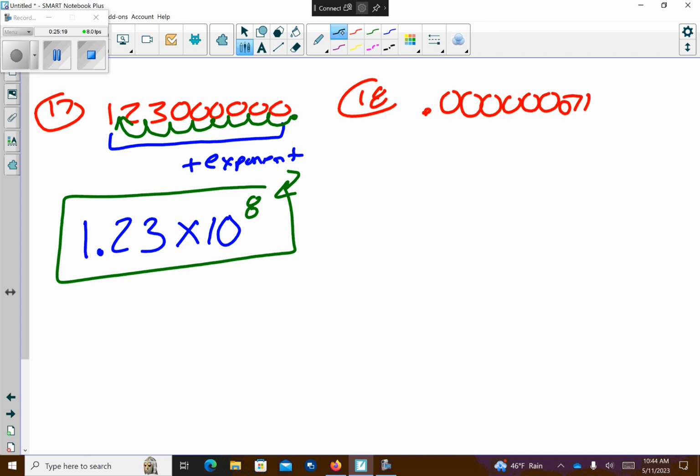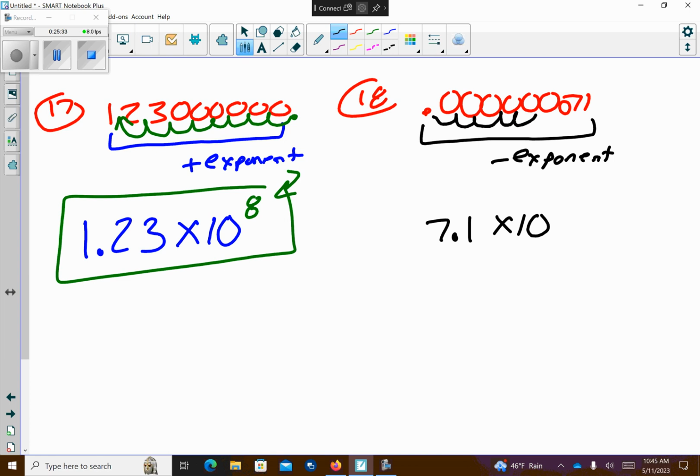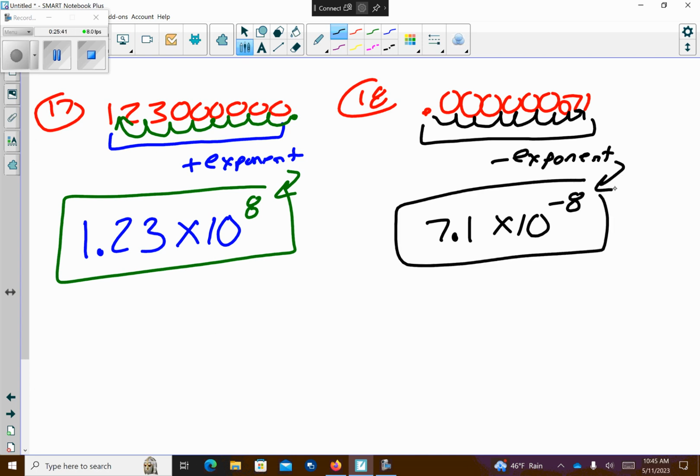So if that one's a positive exponent, what will this one be? This would be a negative exponent. Negative exponent means you're dealing with a really tiny decimal. So I'm going to go 7.1 times 10. We're going to count. 1, 2, 3, 4, 5, 6, 7, 8. Notice the negative exponent. You don't want to miss a silly point on that.